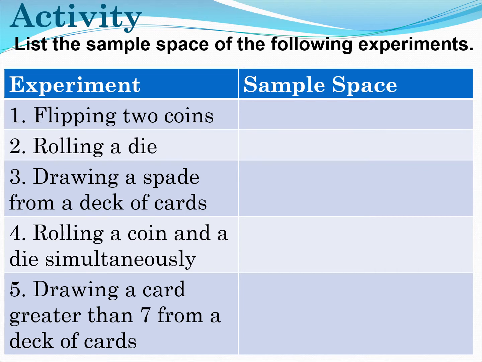For example, flipping 2 coins. What will be the possible outcomes if we flip 2 coins? When we toss one coin, what are the possible outcomes? We have head or tail, or tao or ibon. So how about if we flip 2 coins? What is the sample space? What are the combinations of the possible outcomes? These are head head, head tail, tail head, and tail tail.